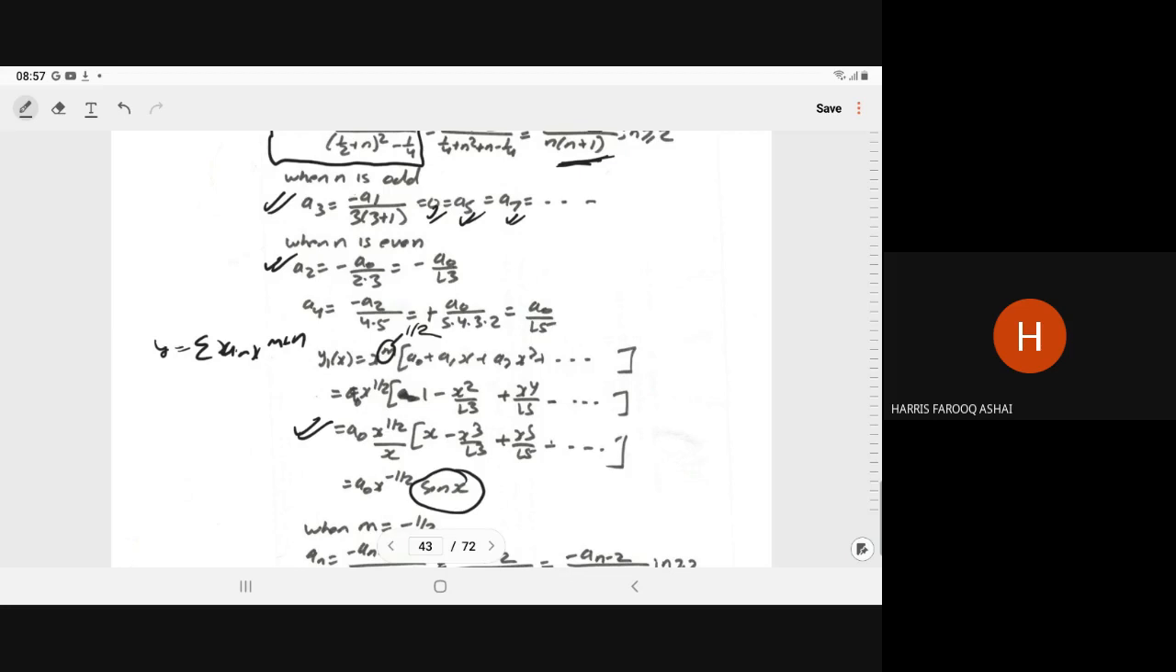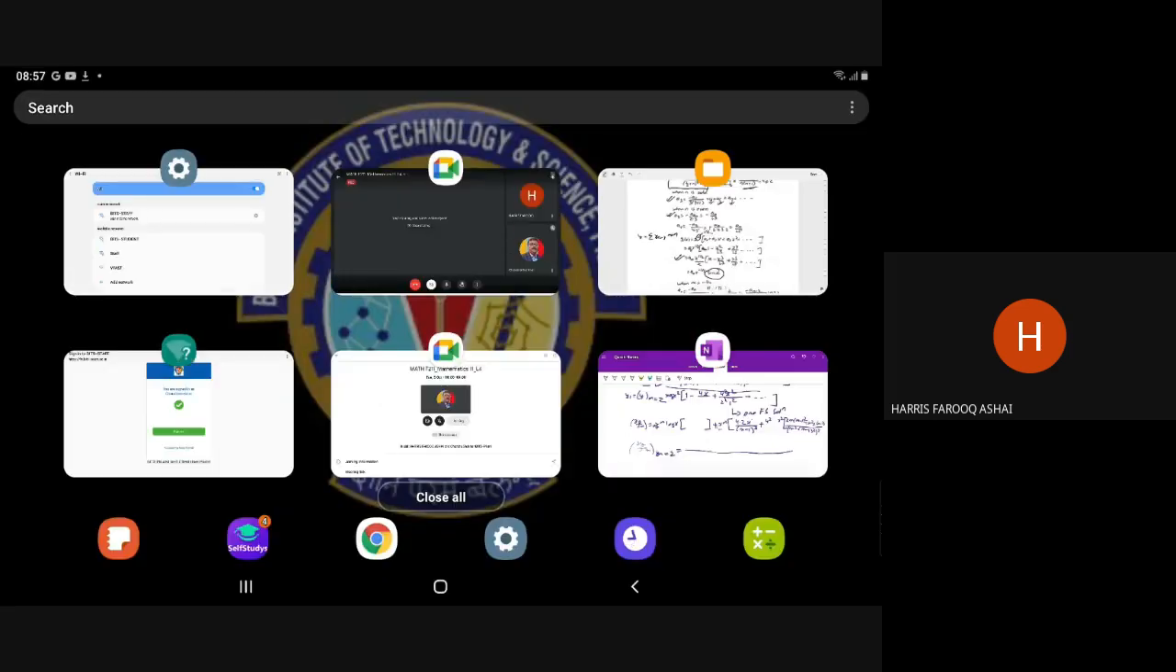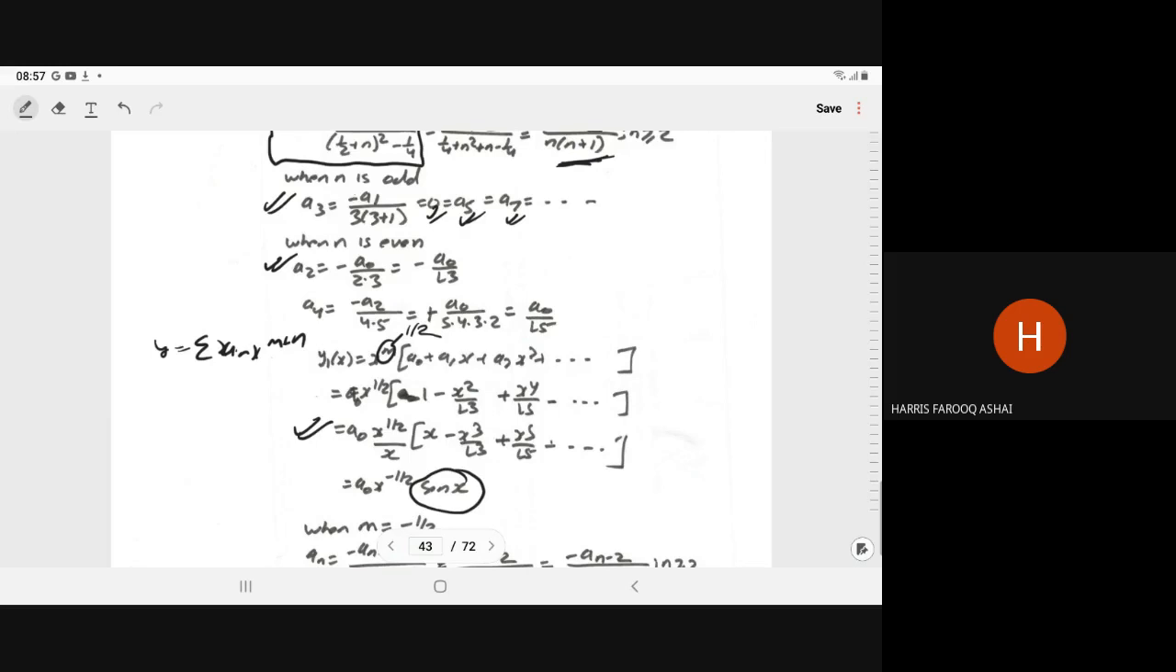In the next class we continue. This is a very important theorem, we have to tell here. So the first part of the theorem we have done. The later part of the theorem we will do in the next class. This is a very important question. Bessel equation itself is very important. We have a complete chapter for this Bessel equation.